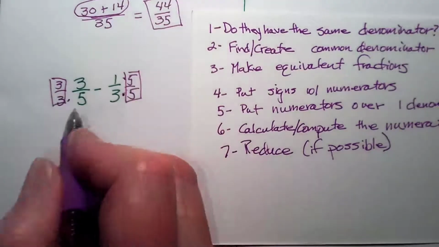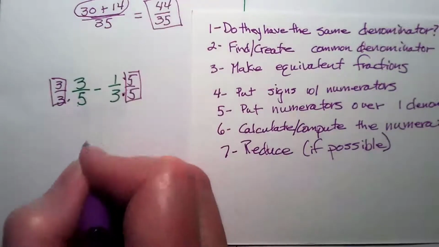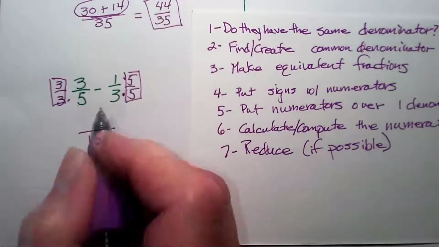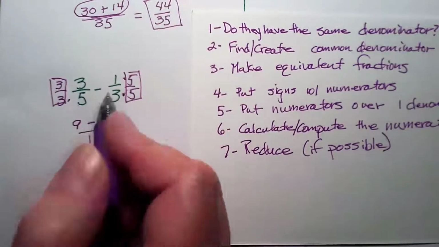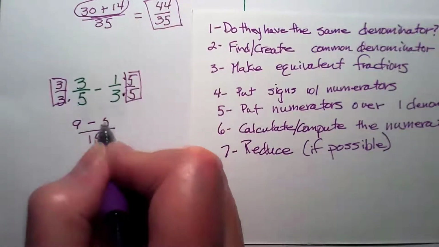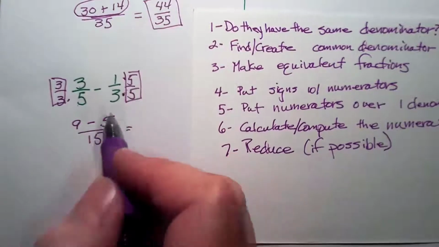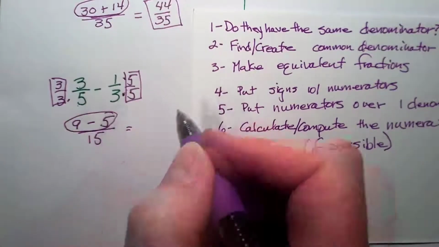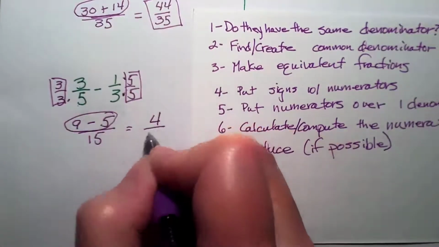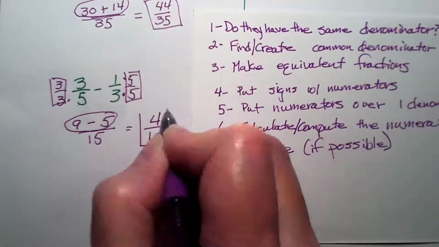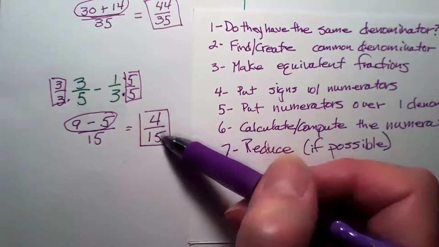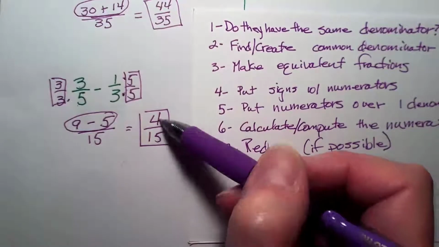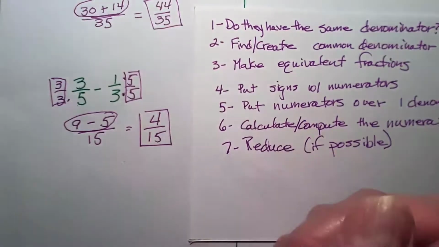So my new denominator is 3 times 5, which is 15. My numerator is 3 times 3, which is 9, minus 1 times 5, which is 5. Now I just do the math here. 9 minus 5 is 4 over 15. I look at that and I know I can't reduce it because this only divides by 2. This divides by 3 or 5. They have to divide by the same thing or it can't be reduced.